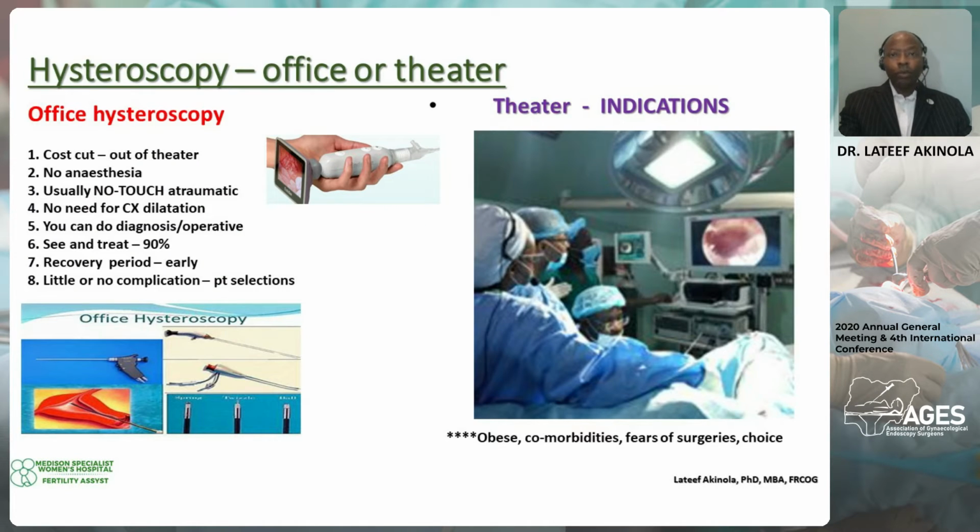We can do hysteroscopy mainly in the office now, and it is gradually coming out of the theater. Office hysteroscopy has very good benefits to the patients, and of course to your center and to the surgeon himself. You can consult with the patients, and you can see and treat at the same time. Office hysteroscopy is made possible now because we have miniaturized equipment, and of course the advantages of cutting costs, no anesthesia, vaginoscopy mainly.